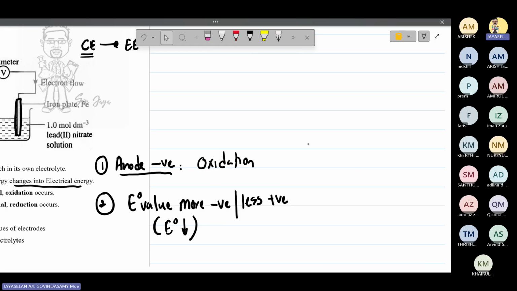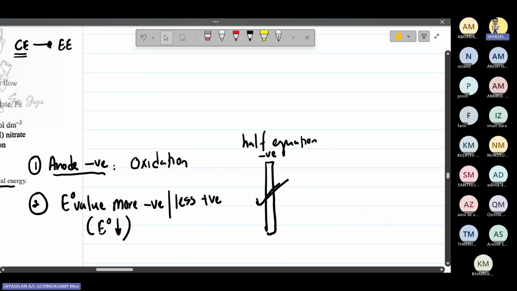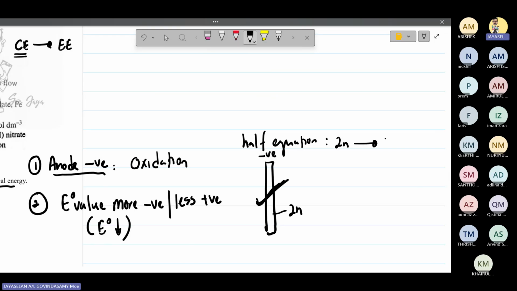Then satu lagi anode untuk half equation. Tolong hafal ini. Untuk half equation, pilih electrode. For Voltaic cell, anode pilih electrode. Once you already know negative terminal, pilih electrode. Jangan pilih larutan. Let's say dia bagi zinc, you ambil zinc, arrow, make it zinc 2 positive plus 2 electron. That's all.